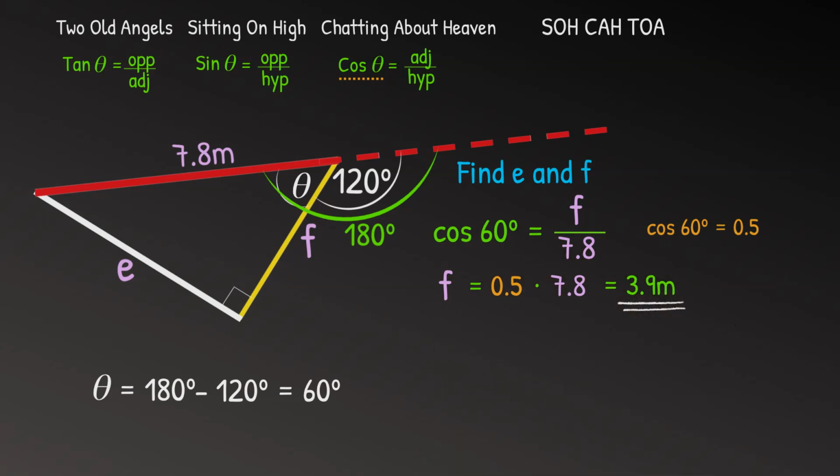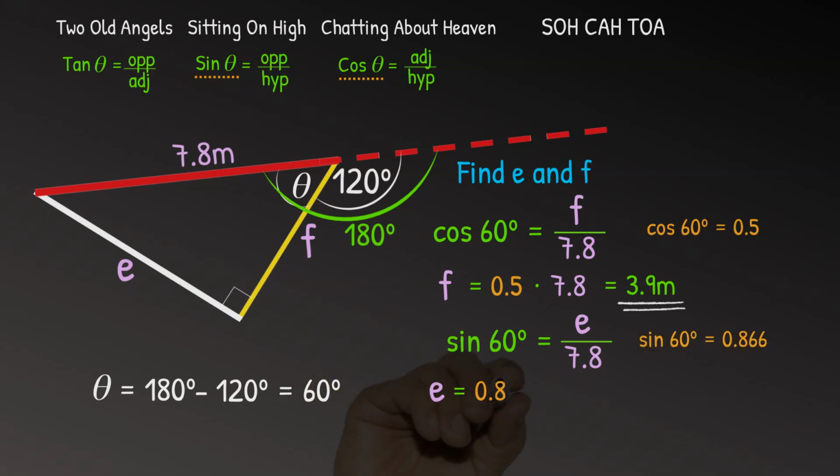Now E is the side opposite the angle 60 degrees, so we can use the sine function, and the sine of 60 is equal to E divided by 7.8, and if we work out the sine of 60 on our calculator, we get 0.866. So E is equal to 0.866 times by 7.8, which equals 6.75 metres.